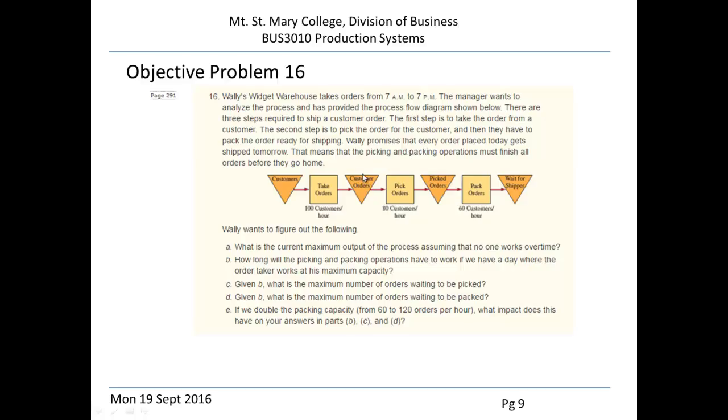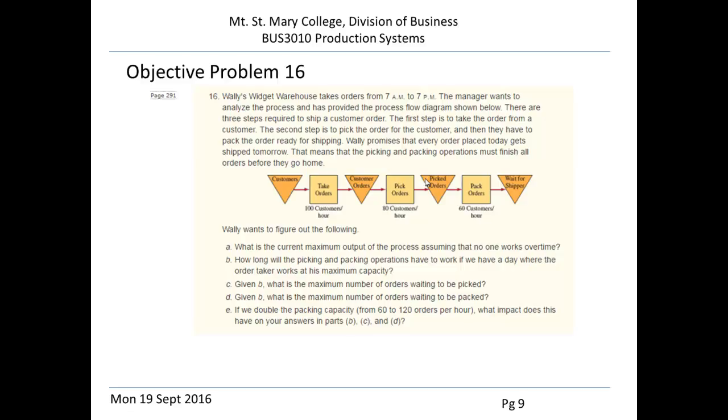Okay. So there's a couple ways to handle that. One of them is just work 12 hours and let the bottleneck determine how many per day you're going to make. You're only going to work toward the slowest part of the process. Or the other thing is, what if you run 12 hours on your fastest process and then give overtime to the downstream events so that they can catch up and finish all those 12 hours worth of order taking? So the first question is, what is the current maximum output of the process, assuming that no one works overtime? The maximum output meaning the maximum number of orders that are put out from this.